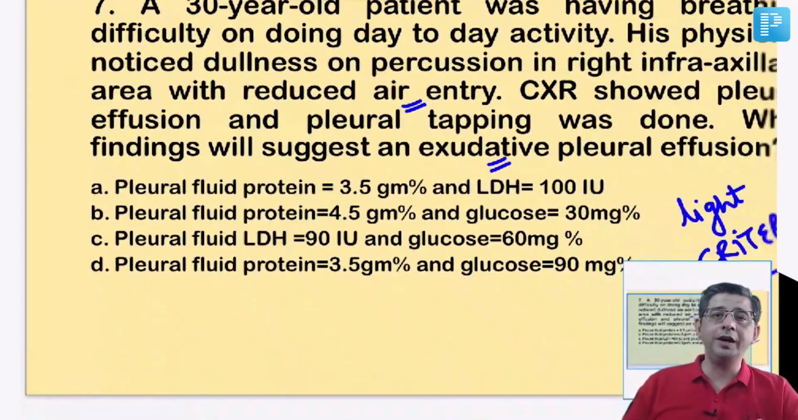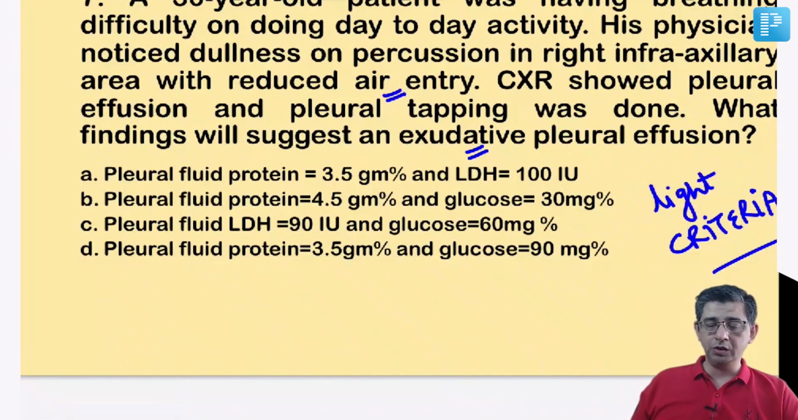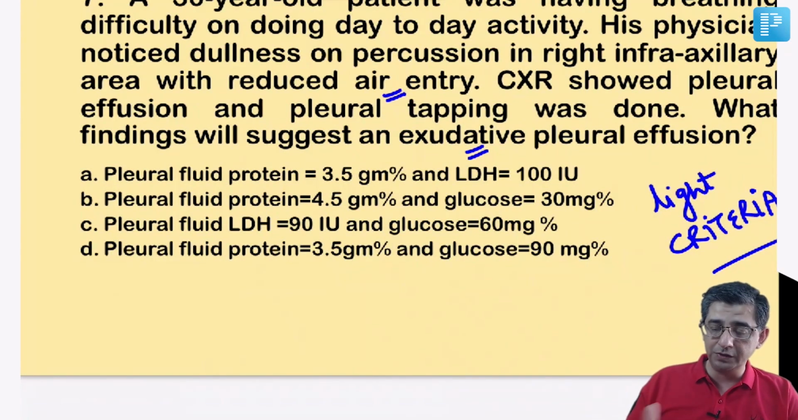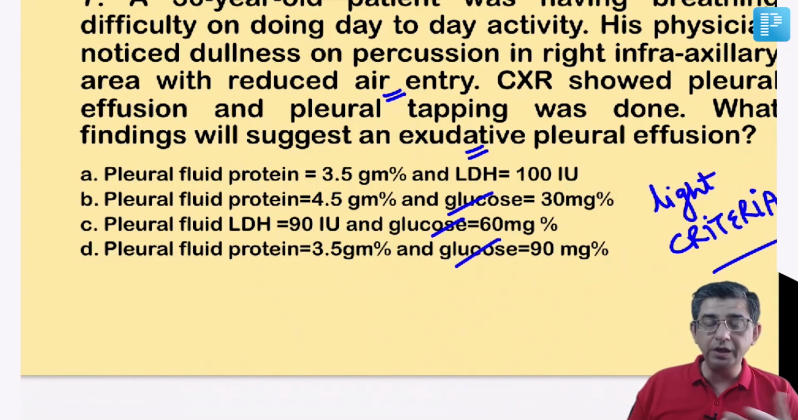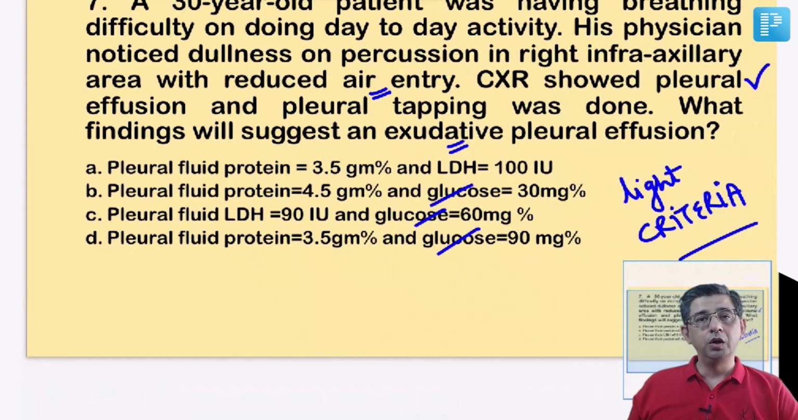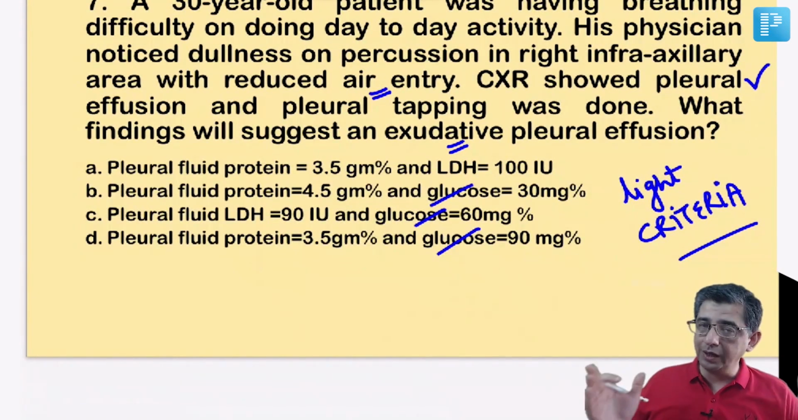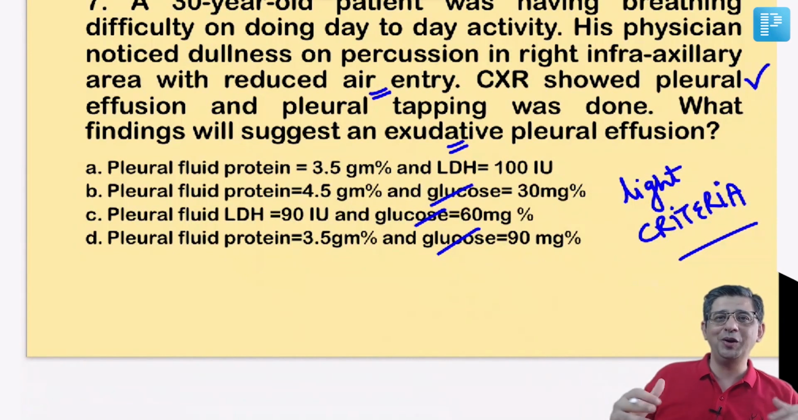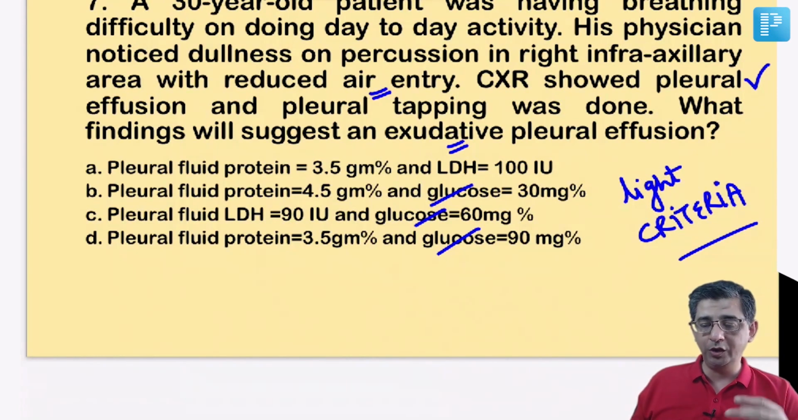Now look at the jargon that he put in. He gave you combinations of protein with LDH, protein with sugar, sugar with the protein per se. I want you to understand that options which are having glucose have to be ruled out immediately, because glucose is not a component of the Lights criteria. People were, I would say, flabbergasted, I'm using a sophisticated or a longish English word, flabbergasted by the values which were given. All you had to do in this particular case was evaluate whether you are having two things present simultaneously or not, that is LDH and pleural fluid protein.